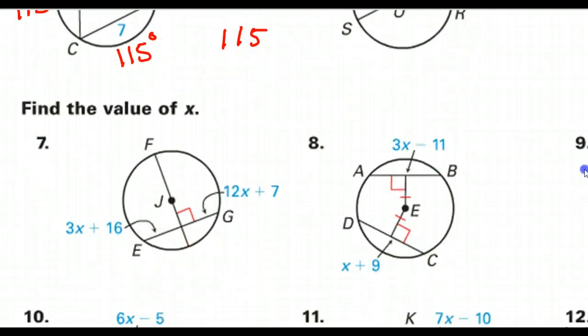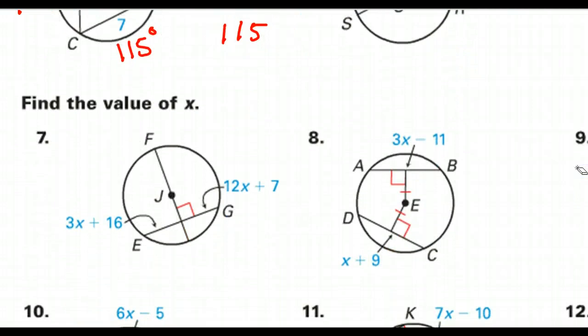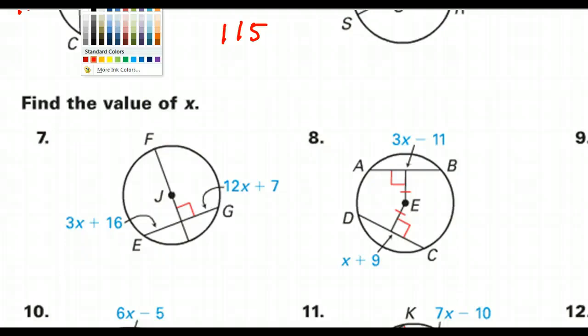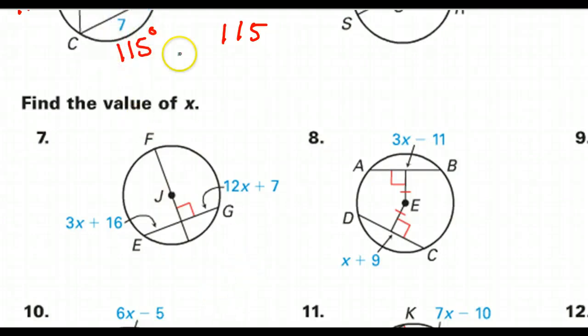Number 7. Find the value of x. Well, this is a perpendicular diameter, so it must be a bisector. So these two pieces must be equal. So I will simply set them equal to each other. That's what we do, man.